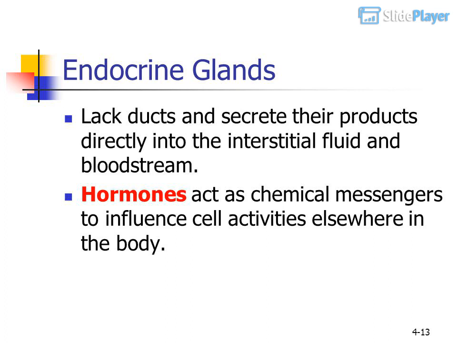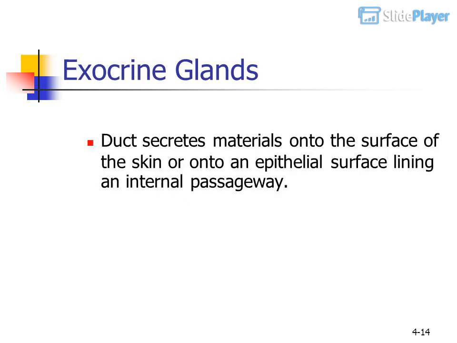Endocrine glands lack ducts and secrete their products directly into the interstitial fluid and bloodstream. Hormones act as chemical messengers to influence cell activities elsewhere in the body. Exocrine glands: a duct secretes materials onto the surface of the skin or onto an epithelial surface lining an internal passageway.